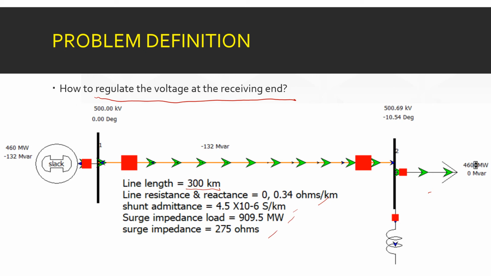Now here I connect an inductor, a shunt reactor, at the receiving end to improve or regulate the voltage at the receiving end. So we have to connect an inductor as well as a capacitor to maintain the voltage at this end. Below SIL we have to connect an inductor, and above SIL we have to replace the inductor by a capacitor.